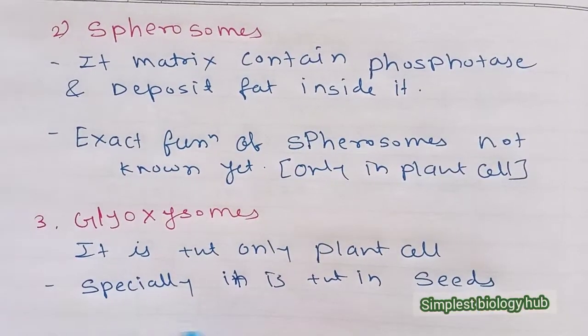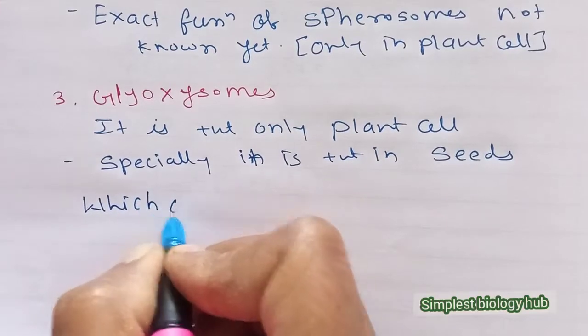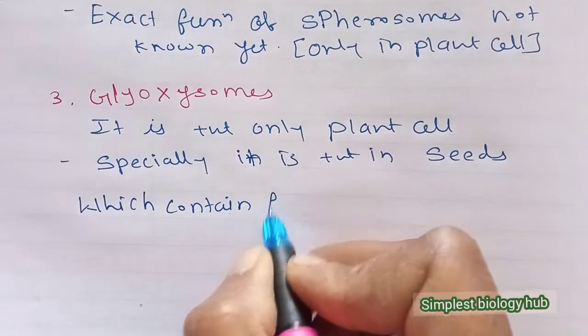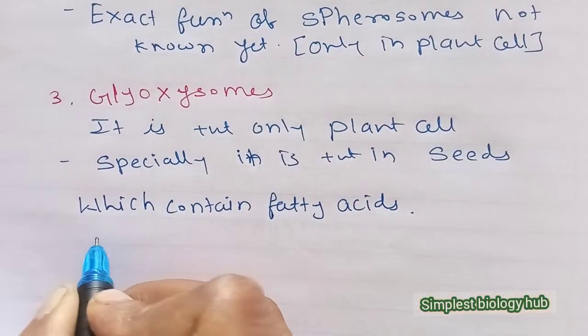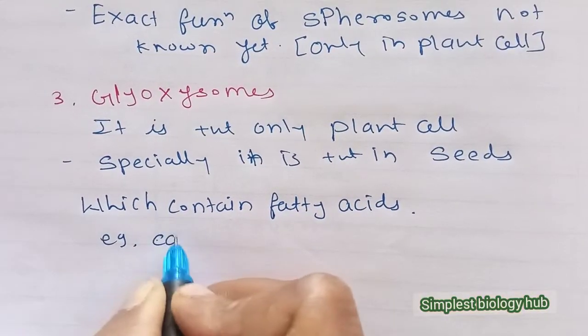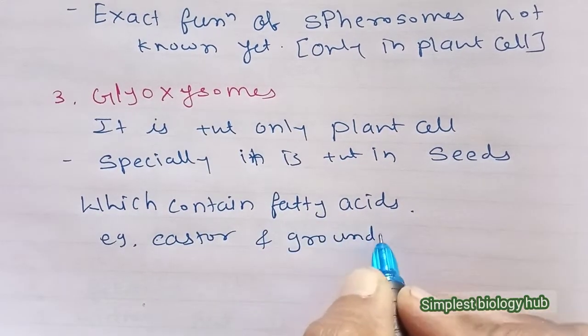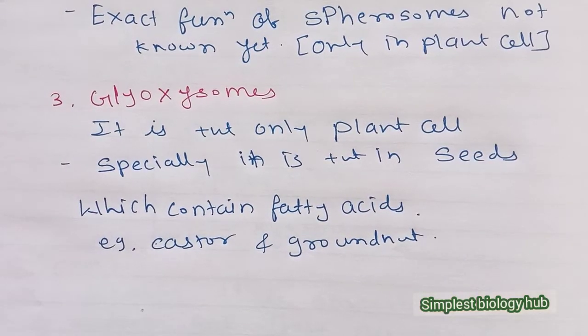And what type of seeds? Seeds which contain most of the quantity of fatty acids, for example castor and groundnut. Both are oil seeds, and they are present in oil seeds like castor and groundnut.